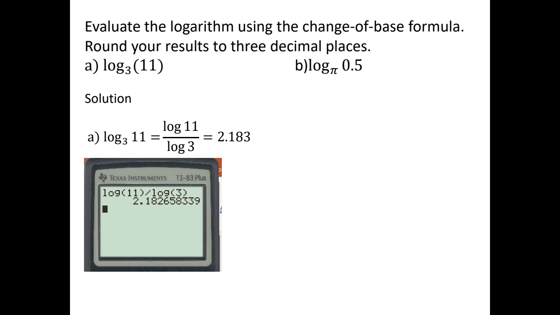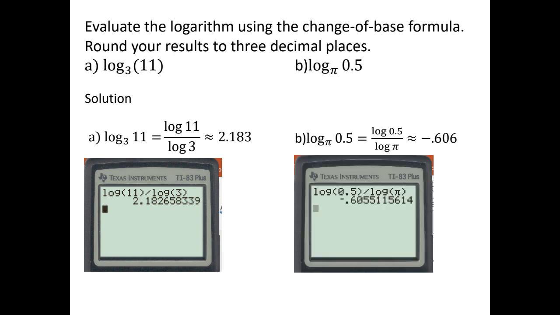All right, let's look at B. Now B is giving me that my base is pi. Pi is a symbol that represents a number. It's 3.14, and it's a number that keeps repeating. But again, our calculators can solve these problems. So again, all I have to do is put the log of base 10 of 0.5 divided by the log, and I put my symbol pi. My calculator will evaluate that pi symbol to the number.